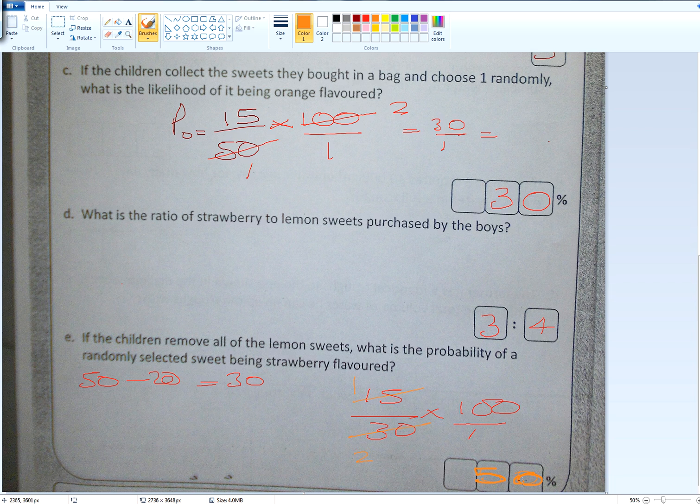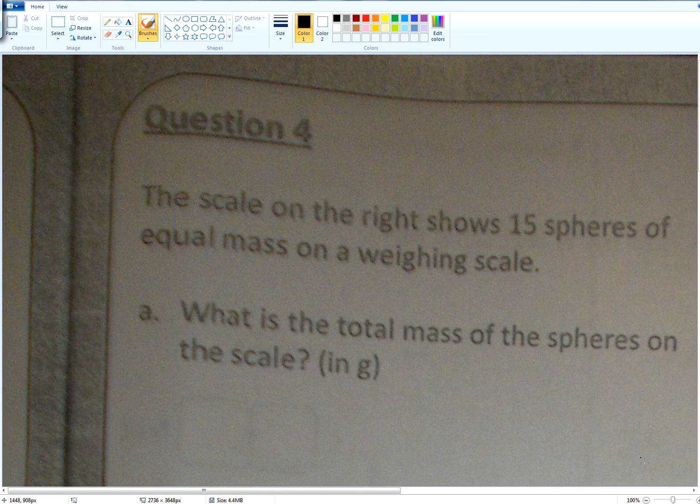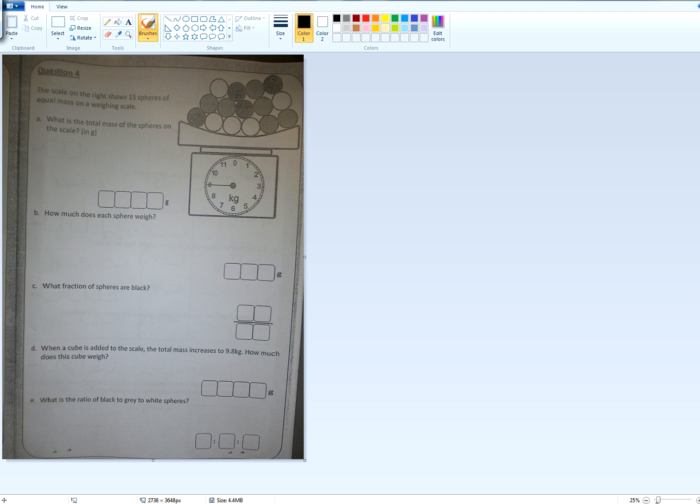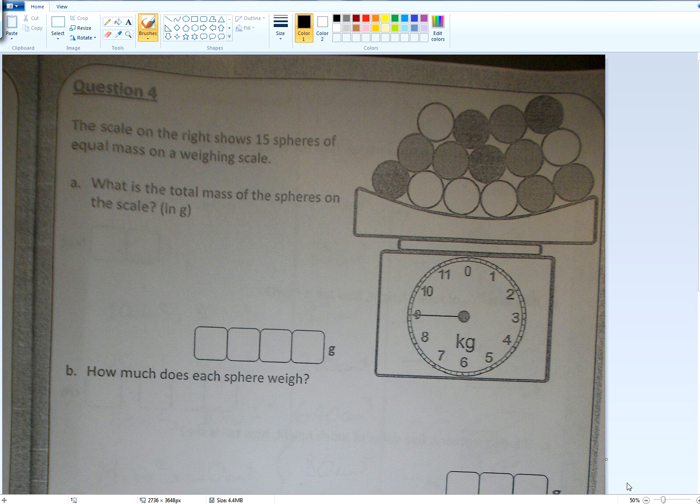Okay, right. Let's move on to the next question. Question number 4. The scale on the right shows 15 spheres of equal mass on a weighing scale. What is the total mass of the sphere on the scale?